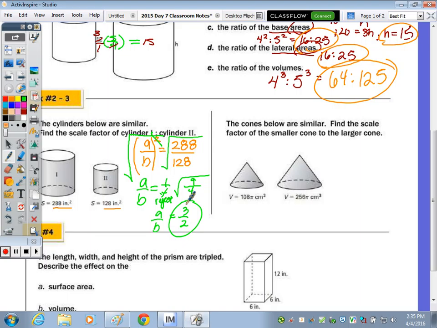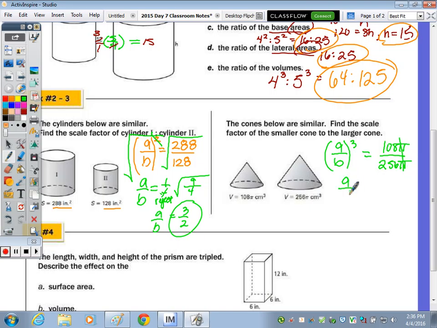For the volumes, our scale factor, I'm going to call it A over B again. We cube that to get the ratio of the volumes. Small to large would be 108 pi to 256 pi. What can we do with the pi's? Cancel them. So I'm going to end up taking the cube root on the graphing calculator that's under the math button. However, we wrote our perfect cubes up there, and these two numbers were not perfect cubes. So what's an equivalent fraction to 108 over 256 that does contain some perfect cubes?